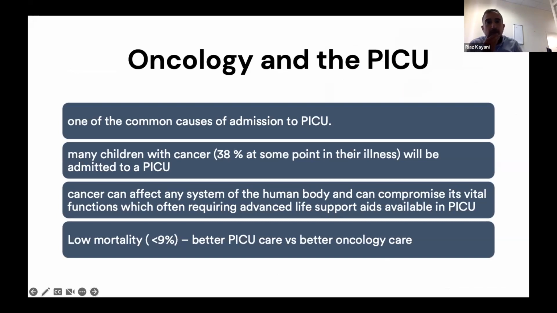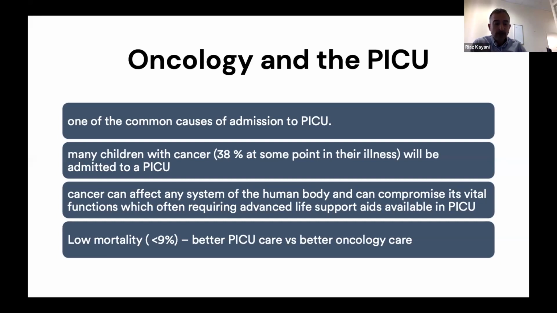From a day-to-day basis, when you're a pediatric intensive care consultant, and particularly if you're on service, it's important to know there's quite a significant interaction between the intensive care and the oncological service. It's one of the most common causes of admission to the PICU, and quite a lot of children who have a diagnosis of cancer will be admitted to the PICU during their treatment. About 38% of children will be admitted to the PICU at some point or another.